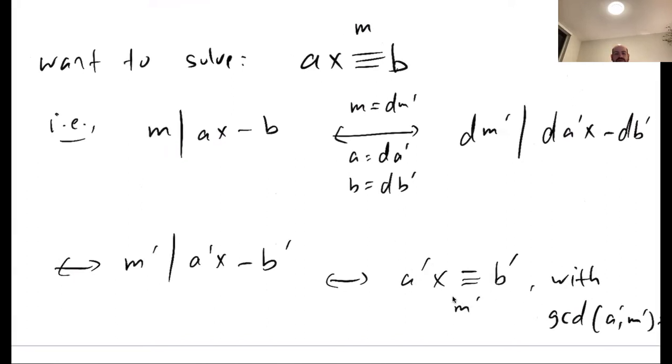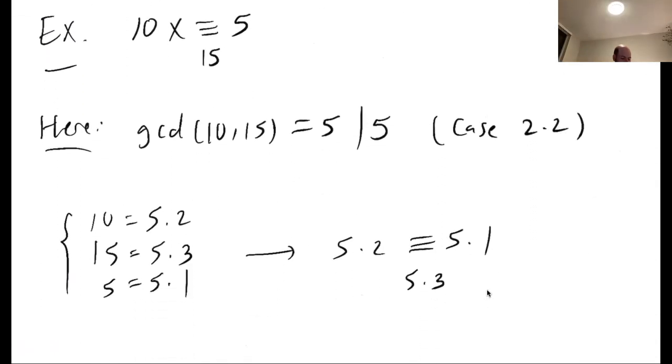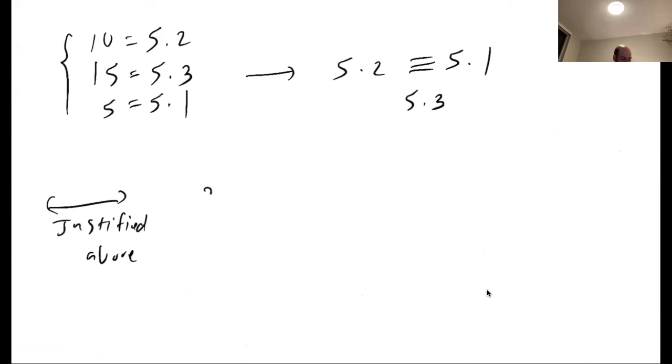These are the numbers obtained by dividing the original numbers by D, the GCD. So if I divide A by the GCD, I get A prime, M by the GCD, I get M prime, and B by the GCD, I get B prime. So we justified that these two congruences have the same solutions. That means we can divide everything by 5, and then we get 2x congruent 1 mod 3. So we have reduced our problem to 2x congruent 1 mod 3.